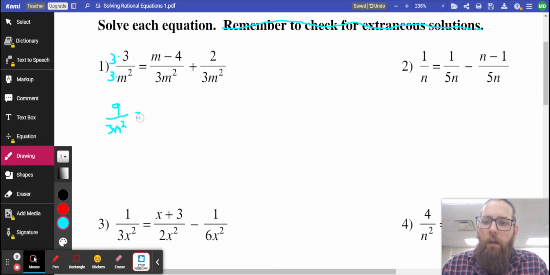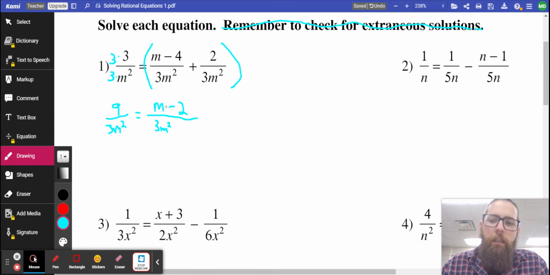And that equals this mess over here, which is m minus 4 over 3m squared plus 2 over 3m squared. And if you use our skills from earlier this week, you know that we can actually add these two fractions together. They have a common denominator. So my bottom will be 3m squared. And then my top will be m minus 4 plus 2, which will be m minus 2, because the negative 4 and the plus 2 become a minus 2.